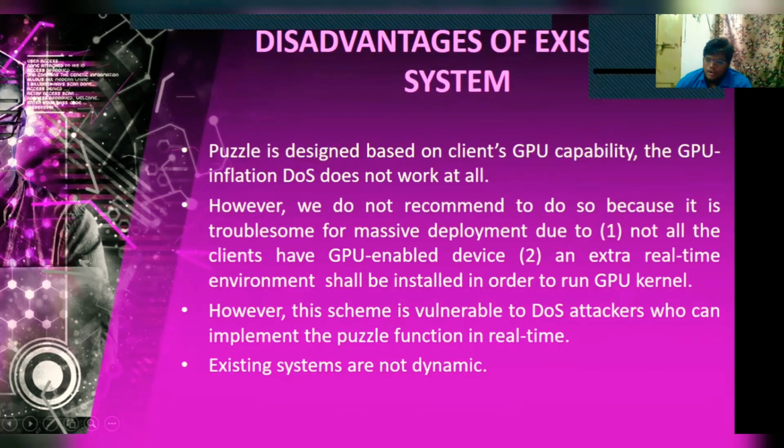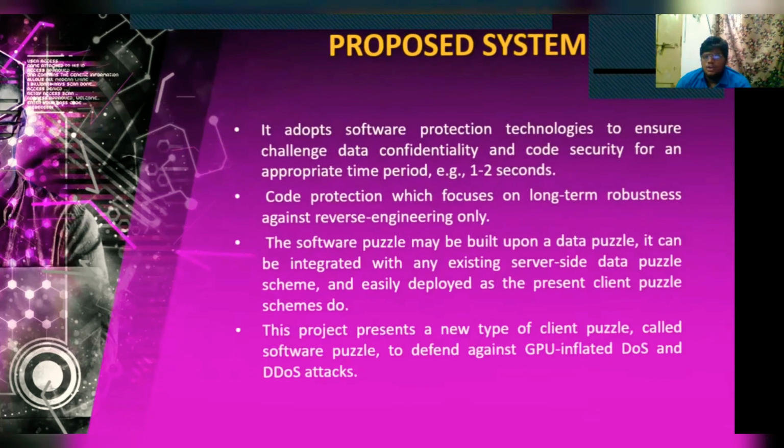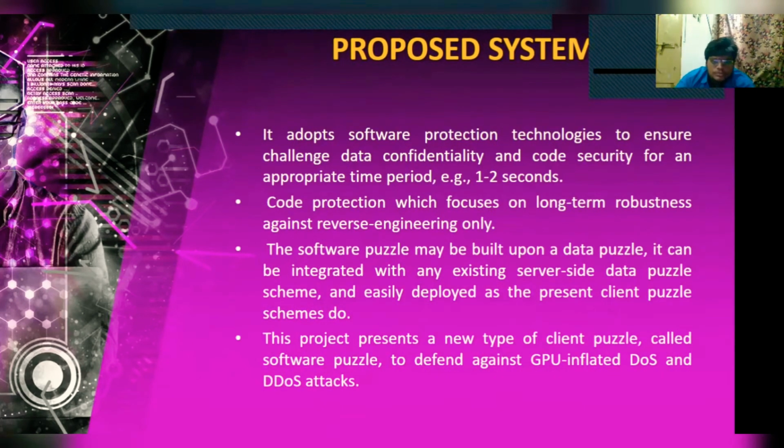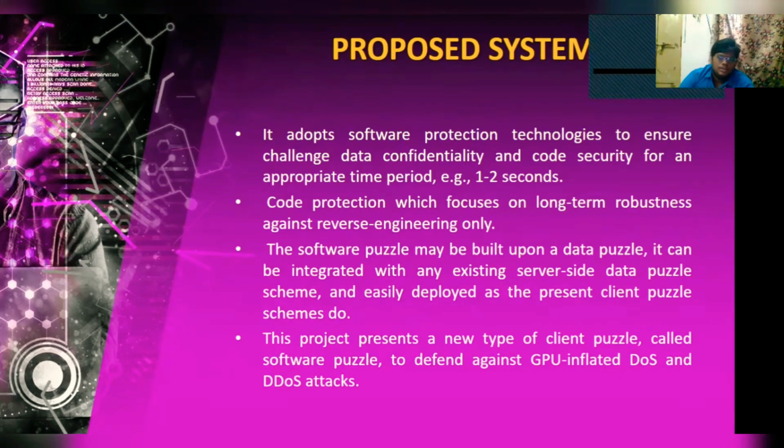Presently, existing systems are not dynamic. Followed by the proposed system. It adopts software protection technologies to ensure challenge data confidentiality and code security for an appropriate time period, for example 1 or 2 seconds, in which some of the attackers can attack. Followed by code protection, which focuses on long-term robustness against reverse engineering only.